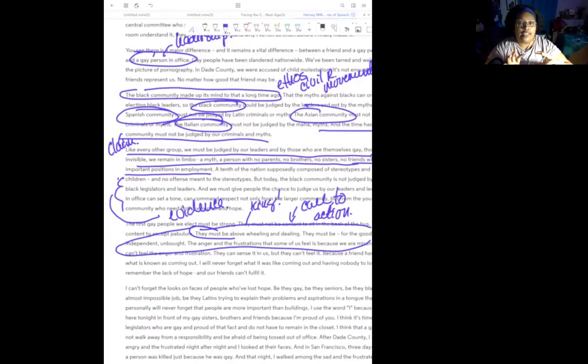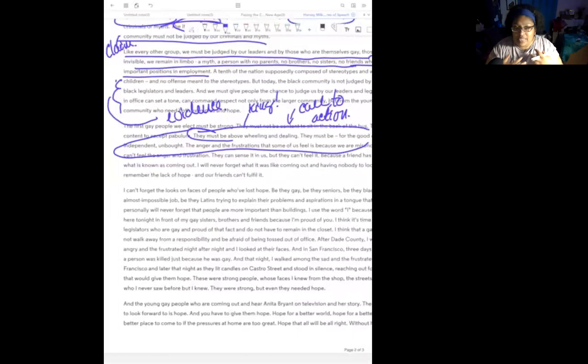And what Milk is saying and what King is saying is we need leadership. We need us to be in seats of power. We need to be at the table making these decisions. We need to be out there and bust the myths. We need to be out there and be judged by the best of our community, not the worst of our community. It's really fascinating. Really fascinating. I hope these thoughts are giving you possible ideas for your research paper.